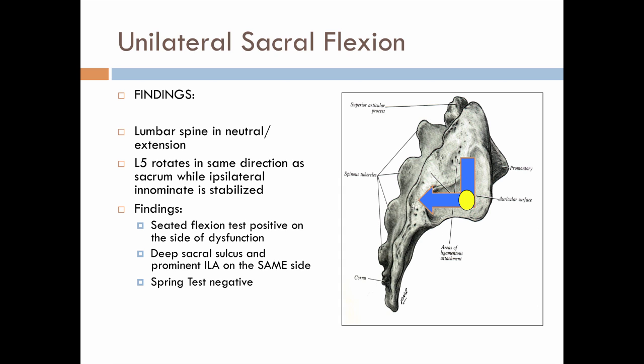And in the case of a unilateral flexion, there will be more tendency for the lumbar spine to be slightly extended. And in a unilateral sacral flexion, again, because this is an anterior dysfunction or flexion dysfunction, the spring test is negative because it is possible to move the sacral base anterior with this kind of dysfunction. And the seated flexion test will be positive on the side that is dysfunctional.